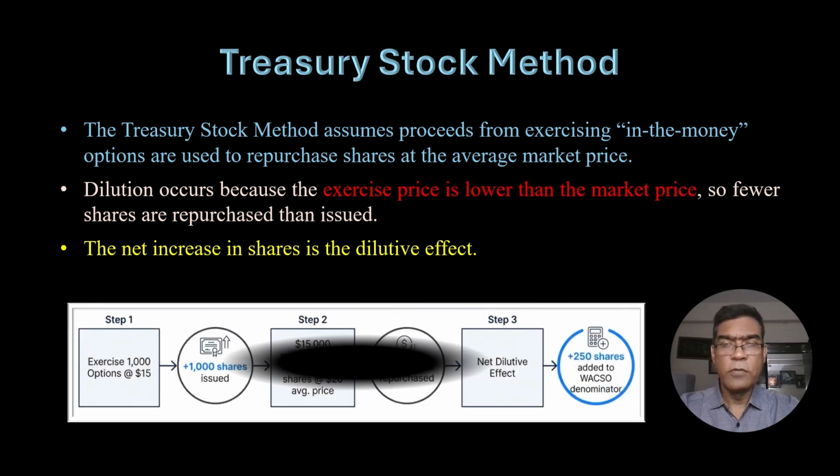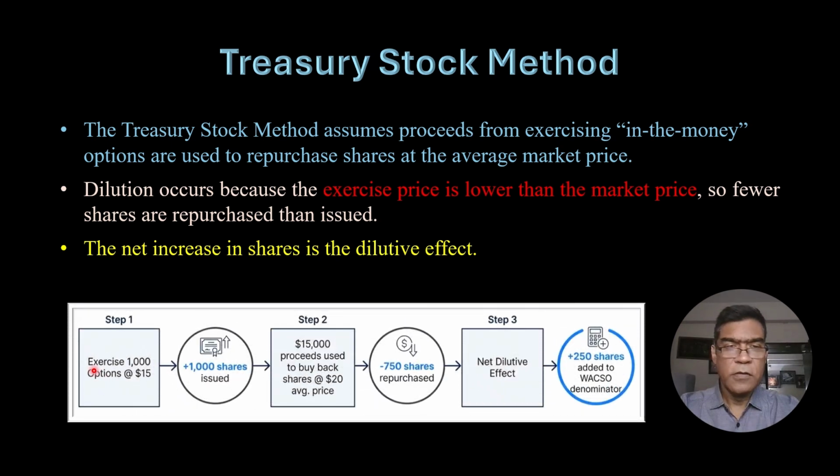In this example, you can see they exercise 1000 options at $15. So $15 is the exercise price. And step 2, if you find over here, $20 as the average. So exercise price is lower than average market price. So you receive cash by issuing 1000 shares, right? You issued 1000 shares and received cash of 15,000. That 15,000 proceeds is used to buy back shares at the $20 average price.